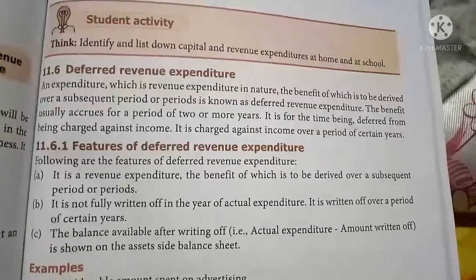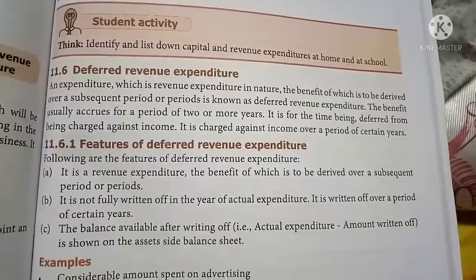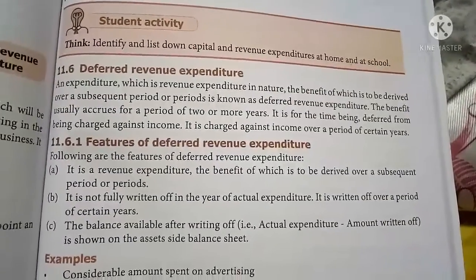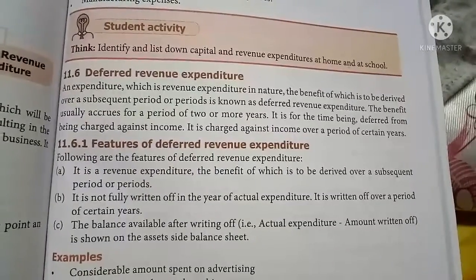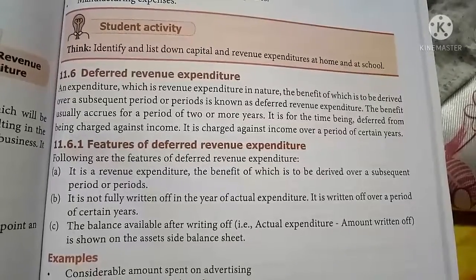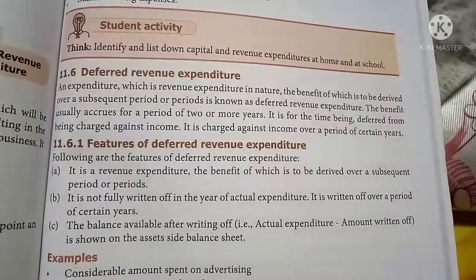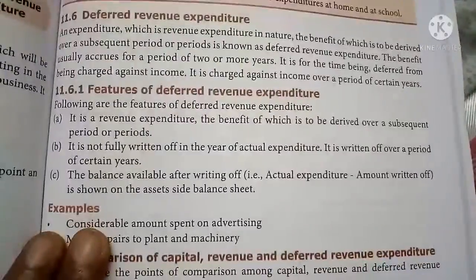Even though the expense is revenue in nature, a recurring nature, the benefit will be derived over a number of years, like capital expenditure. So it is called a deferred revenue expenditure. It is for the time being deferred from being charged against income, so it is charged against income over a period of certain years.